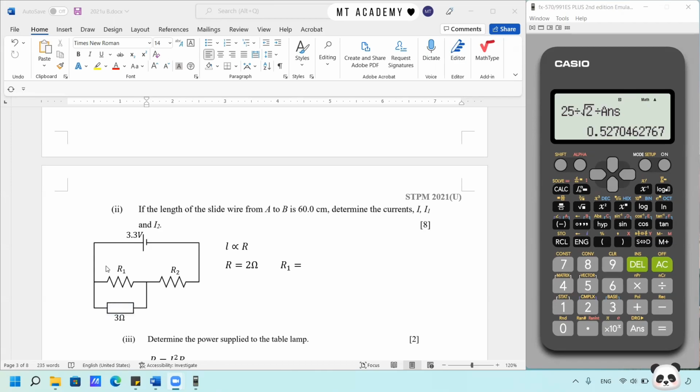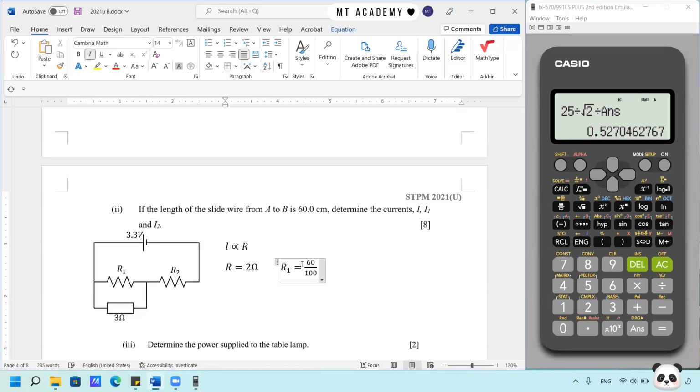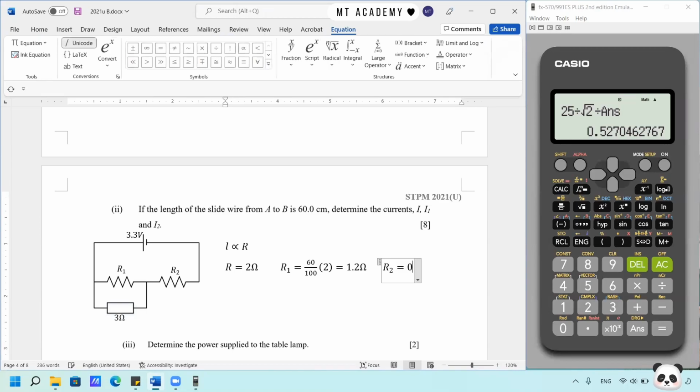And we learned that the length of the wire is proportional to the resistance. So we know it is 100 centimeter with the total resistance of 2 ohm. So for R1, which is 60 centimeter, we have 60 over the total length of 100 centimeter, multiplied by the total resistance 2 ohm, and you obtain 1.2 ohm as R1. For R2, it will be the remaining resistance, which is 2 minus 1.2, equal to 0.8 ohm. So this is how we can convert the previous circuit into this circuit, and you can solve it like how you do it at SPM level.